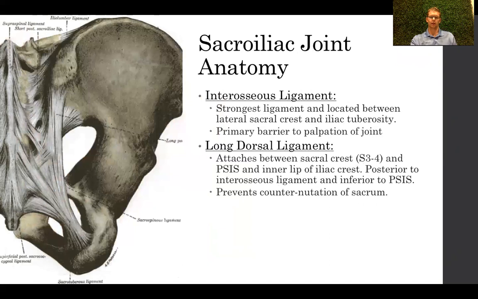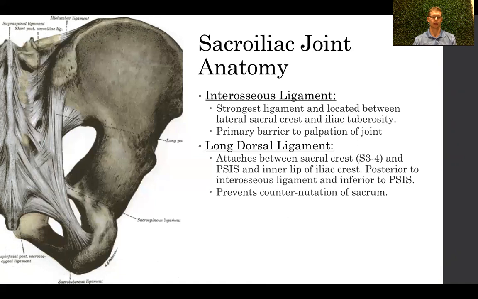When we discuss the ligaments surrounding the SI joint, you have your strong interosseous ligament, located between the lateral sacral crest and the iliac tuberosity. You can see that ligament runs just medial to the border of your sacrospinous ligament and also your long posterior SI ligament. This is the one that is the primary barrier to palpation of the joint. If you try to palpate in there, the interosseous ligament is thick and dense, and it bars your exact palpation of the joint.